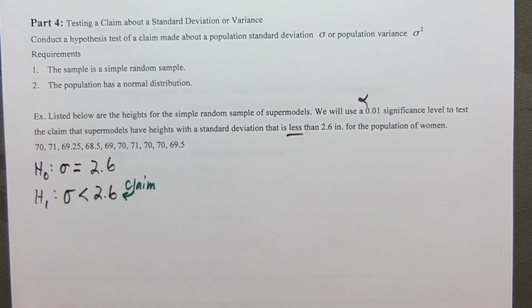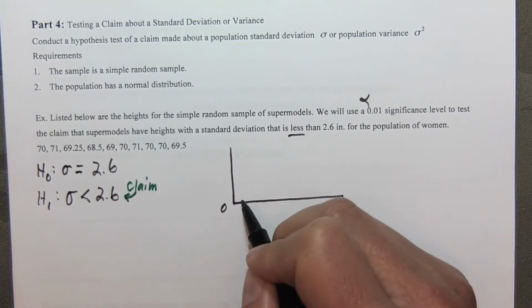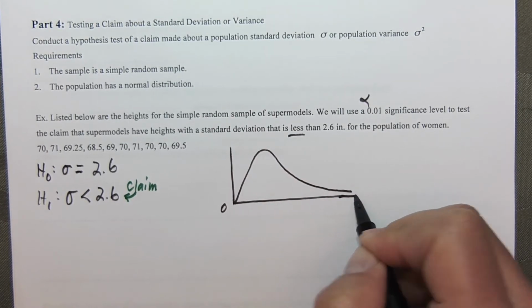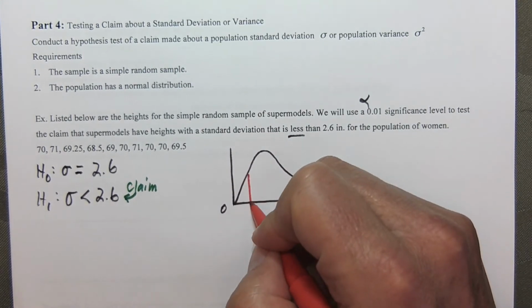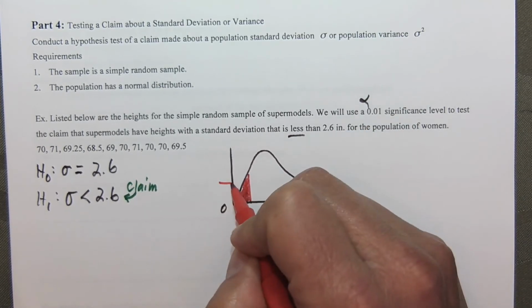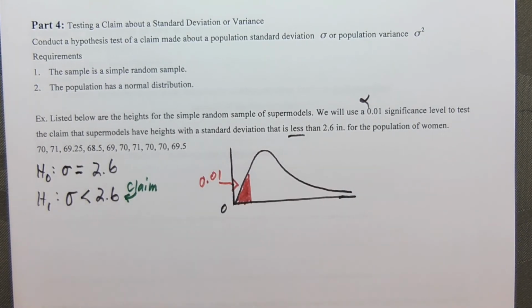Now this one has a chi-squared graph. If you remember, the chi-squared graph starts at 0 and is very skewed to the right. And because we have a less than, that's going to be here only. So once again, this area is our alpha, which is 0.01. And we need our critical value.